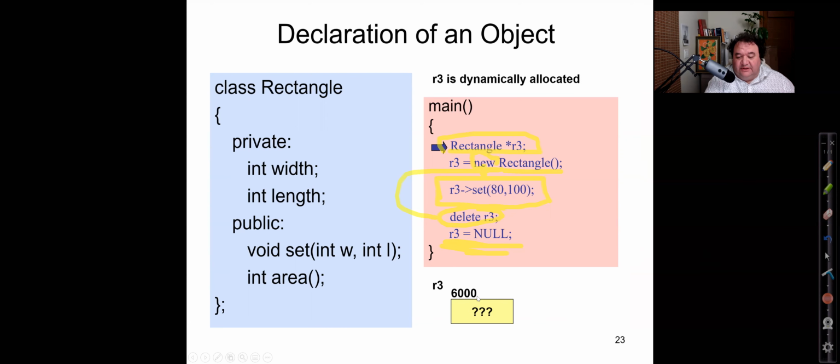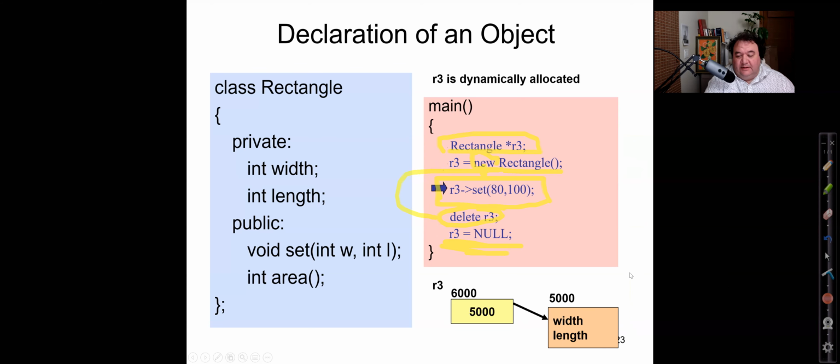Let's say R3 is located at address 6000, but it has no value because it has not been initialized. Then we run the new statement, which creates a location where we have an instance of a class. But again, the only connection we have with an instance is the address returned, in this case 5000. If we didn't save this address immediately, this would be what we call a memory leak, because it is allocated, but nobody is able to use it because there is no pointer going there.